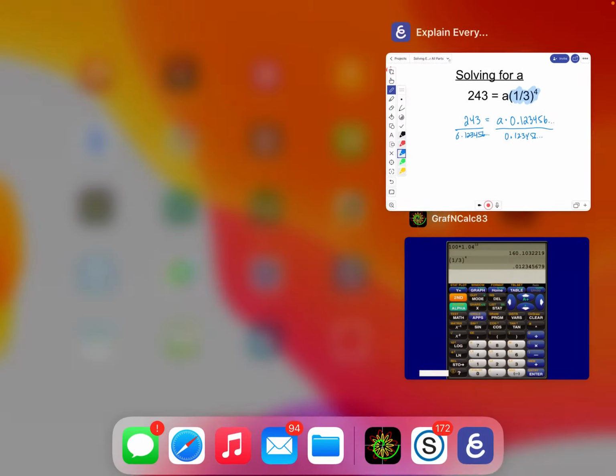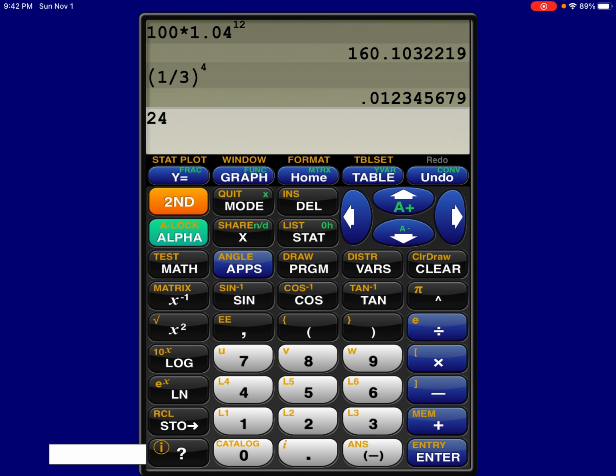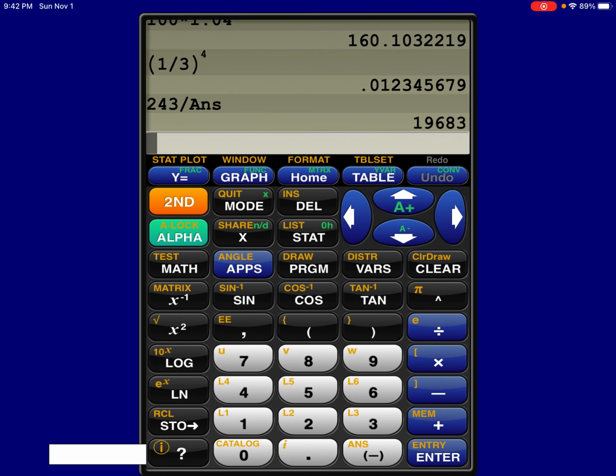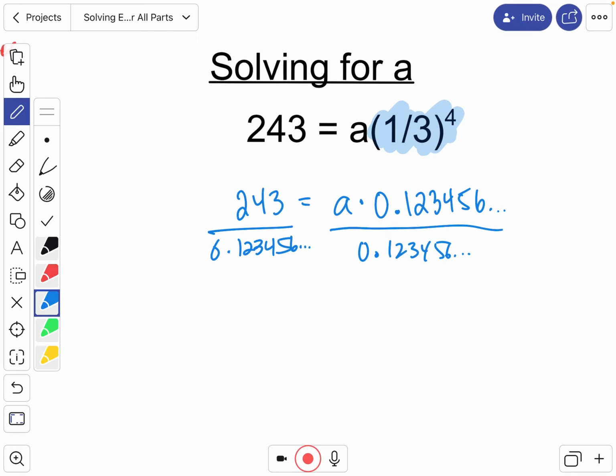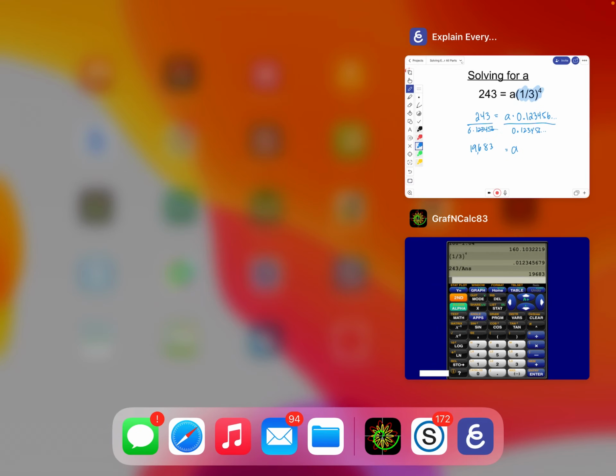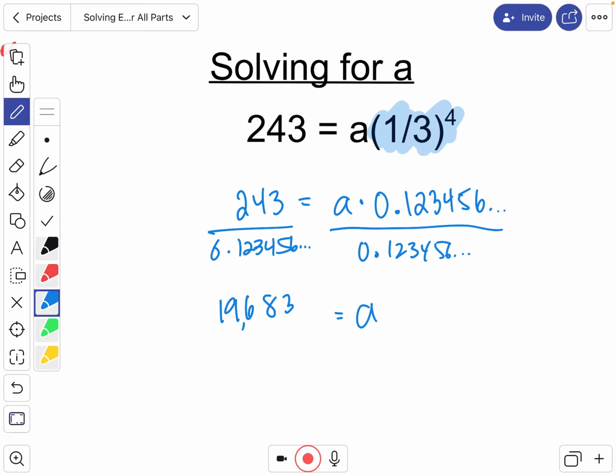And let's see what we get. Let's grab our calculator. 243 divided by that previous number, and that's 196.83. All right, so A is 196.83. 19,683. Did I get that right? Yeah. Okay, so evaluate that stuff, divide it. I kind of skimmed over this, but this is a times 1/3 to the 4th, and so that's why we divide by that.